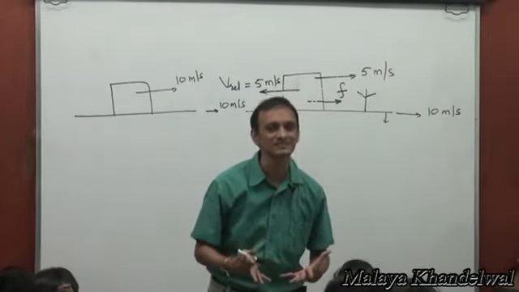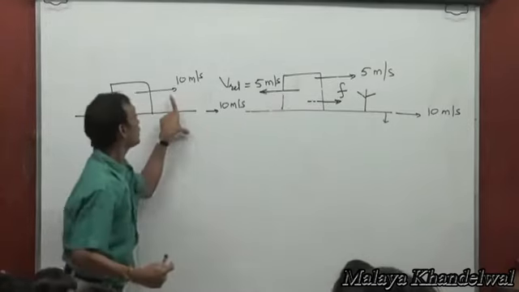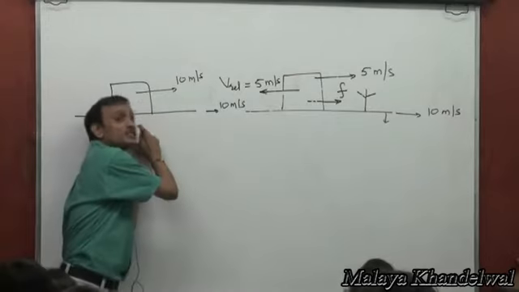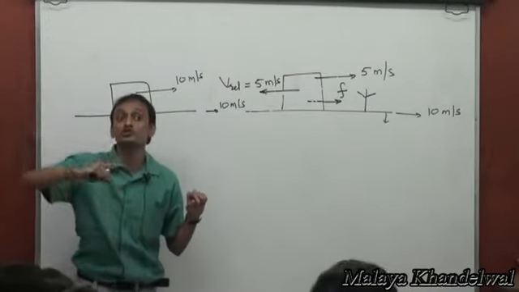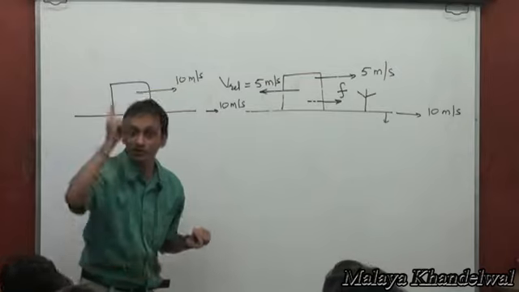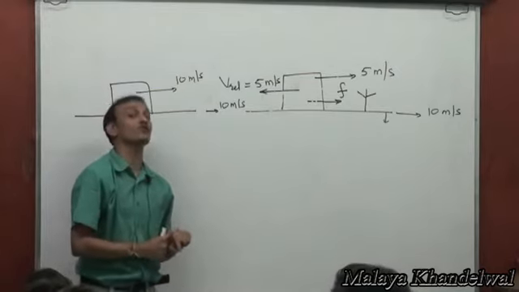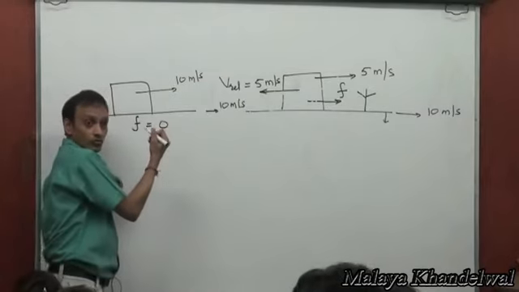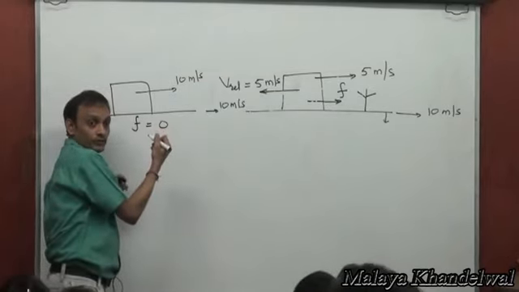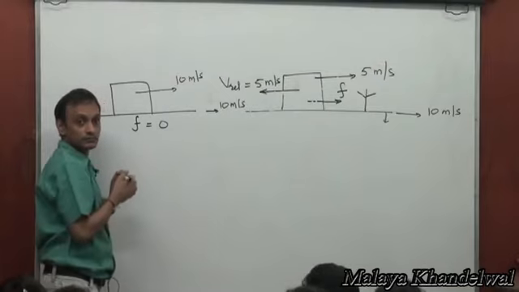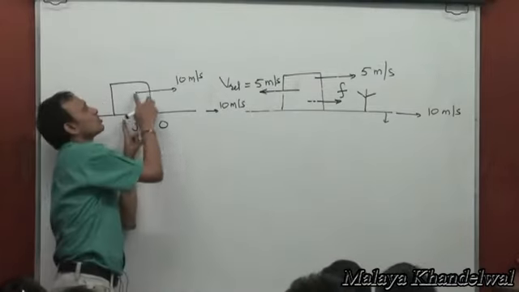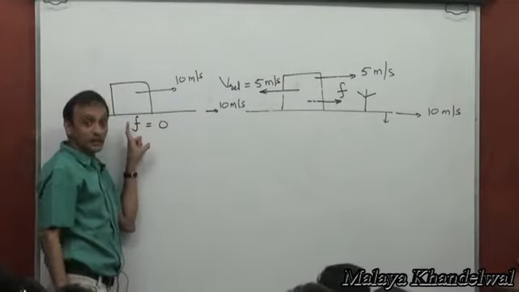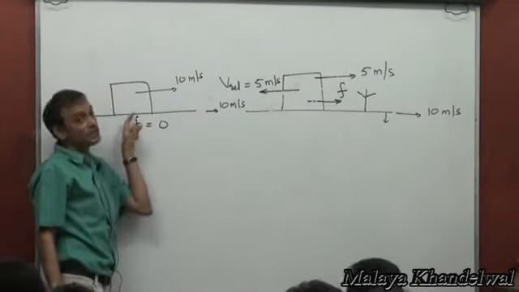It doesn't even act. Even though there is motion of this body, this body has motion, 10 meters per second. But then there is no relative motion of this body. So frictional force is not going to act. In this case, the frictional force is 0, right? If this has a constant velocity of 10 meters per second and this has a constant velocity of 10 meters per second, then there is no relative motion and there would be no frictional force.